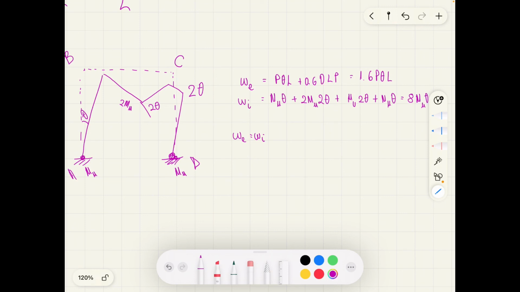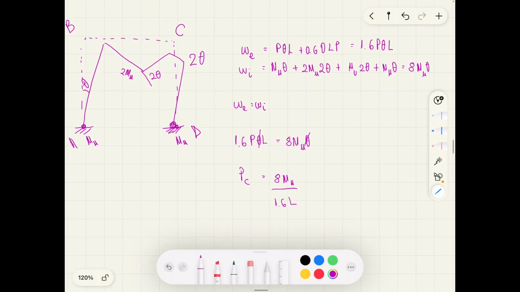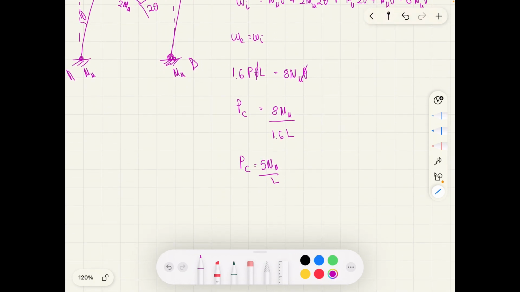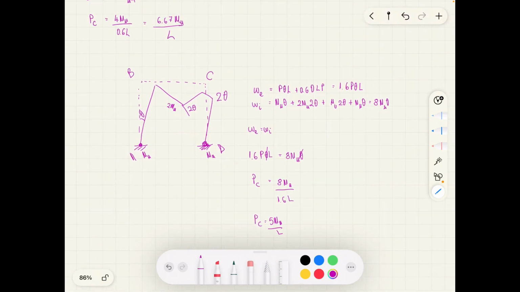Equating these, we get 1.6 P theta L equals 8 mu theta. So the collapse load is 8 mu over 1.6 L, and this simplifies to, so the true collapse load is 5 mu over L. This value is smaller than the other 2 simplified ones, which means it's accurate and confirms that it's correct.